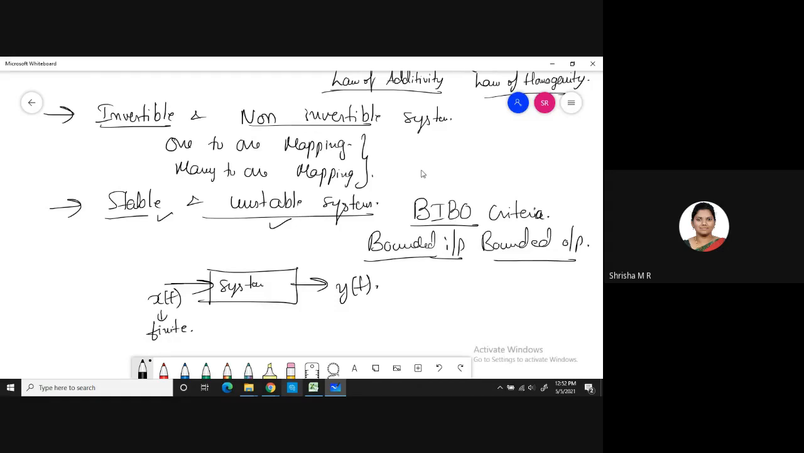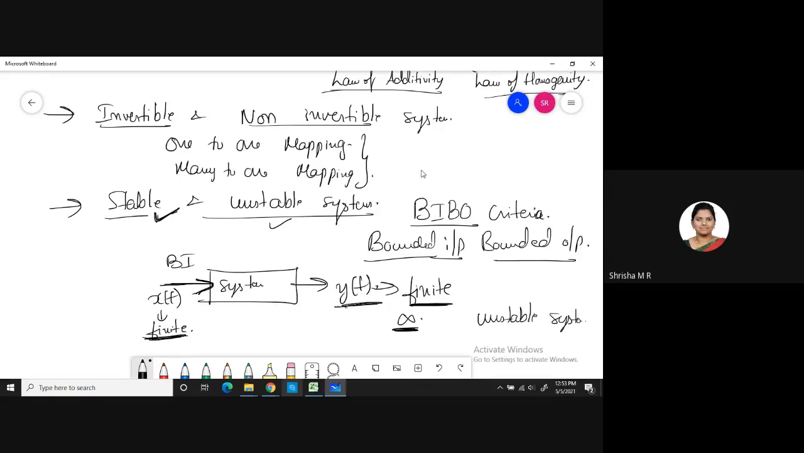Bounded output means the output y of t, which you get after giving bounded input, should have finite amplitude and it should not reach infinity at any instant of time. That is the meaning of bounded input and bounded output. If you are giving a bounded input to a system, that is a finite input which is not equal to infinity, then you have to get a finite output which is not equal to infinity. Such systems are called stable systems. So if you're giving bounded input and you're getting unbounded output, or if your output is approaching infinity, then it is called an unstable system.